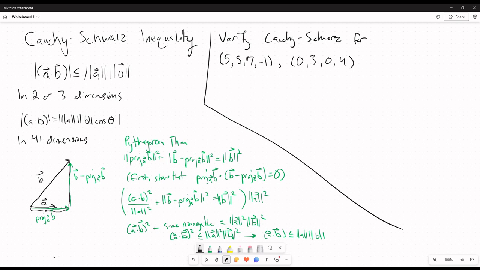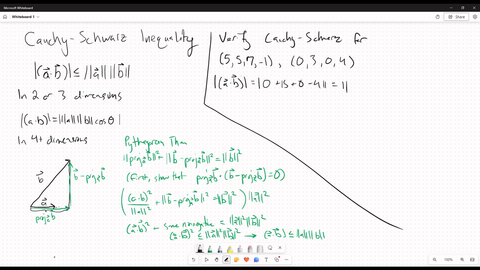So let's verify Cauchy Schwarz. How would we do that? Well, let's see what the absolute value of the dot product is. The absolute value of A dot B is going to be the absolute value of 5 times 0 is 0, plus 15, plus 0, minus 4. That's going to be 11.